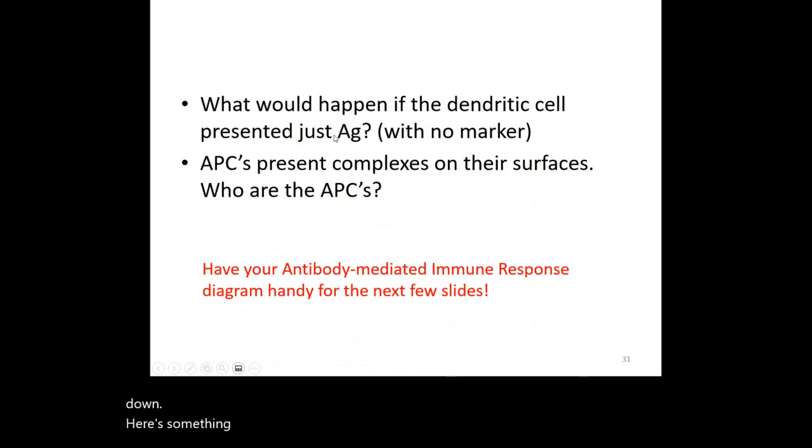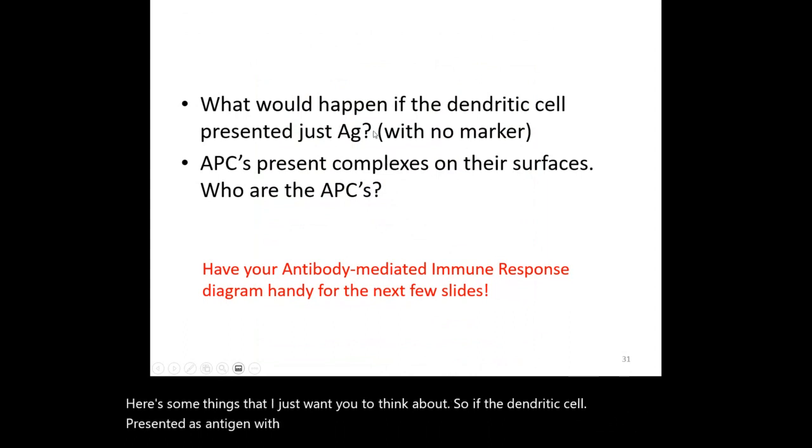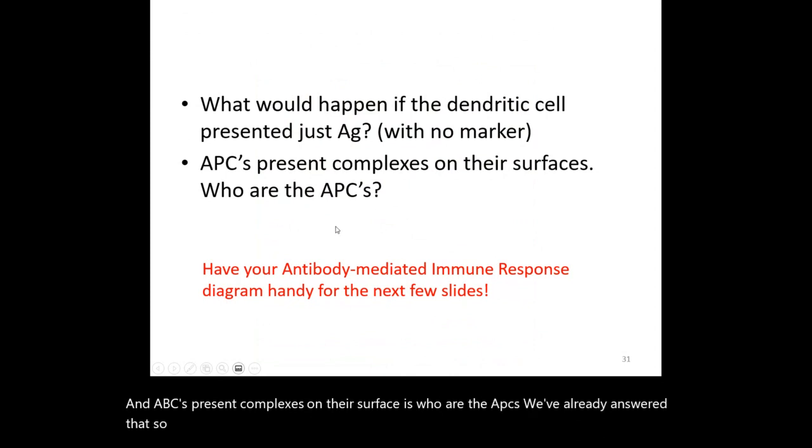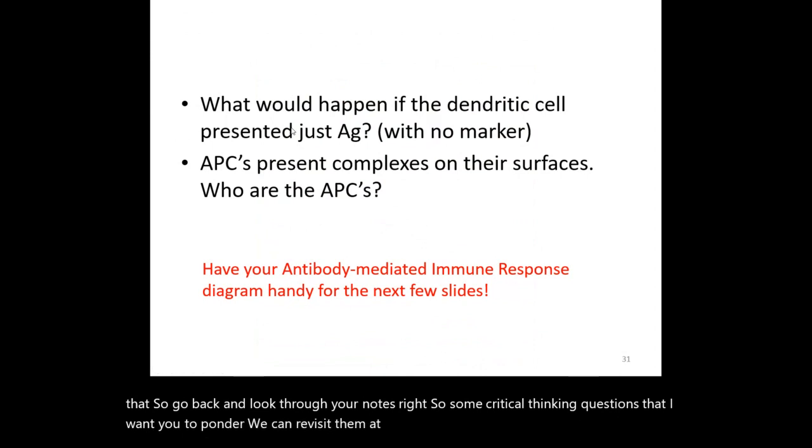So here's some things that I just want you to think about. If the dendritic cell presented an antigen with no marker, okay, we're going to think about that as we continue on. And APCs present complexes on their surfaces. Who are the APCs? We've already answered that, so go back and look through your notes. All right, so some critical thinking questions that I want you to ponder. We can revisit them at an exam review.